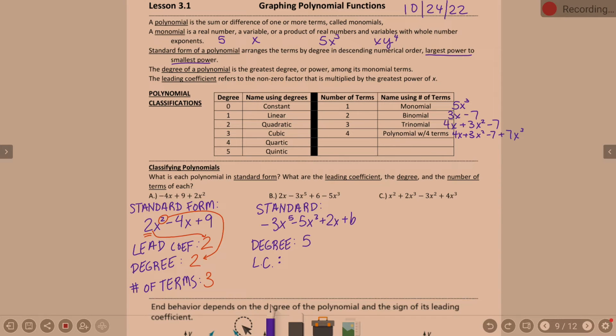Now, if the degree is 5, what is my leading coefficient? Negative 3. Okay. Degree is 5. Leading coefficient is the number out in front of that term. So negative 3.